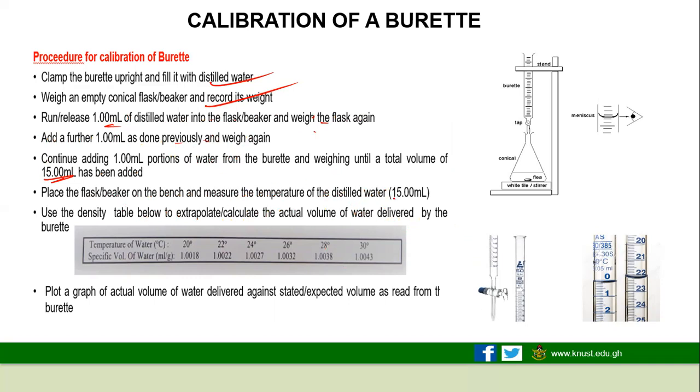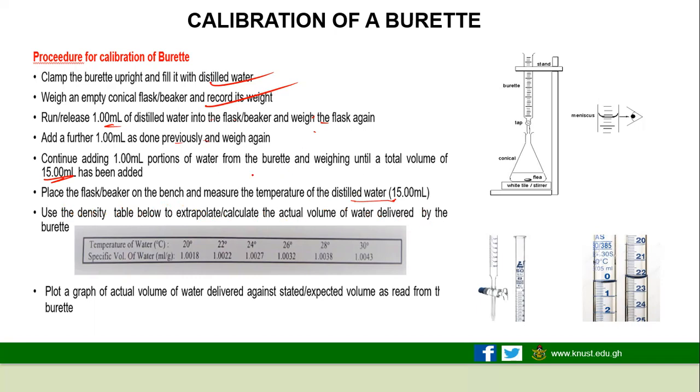Now we are measuring temperature, right? Now, why is temperature necessary here? The temperature will influence the density. So we are mentioning temperature because we are aware that temperature will influence what? The density of the water. Good. Now we are saying that we use the density table below to extrapolate or calculate the actual volume.